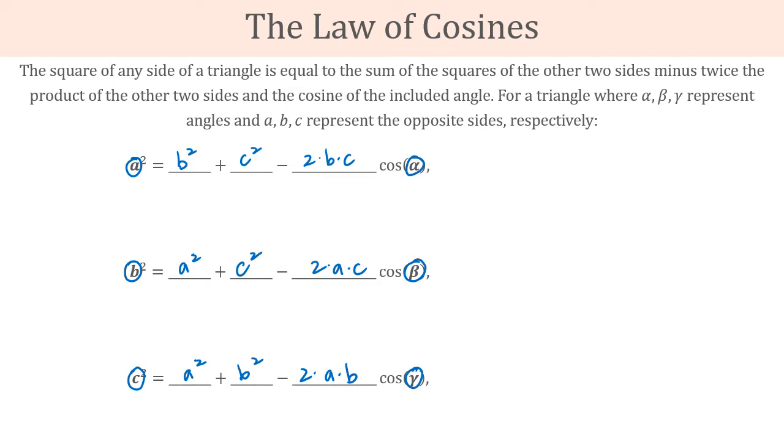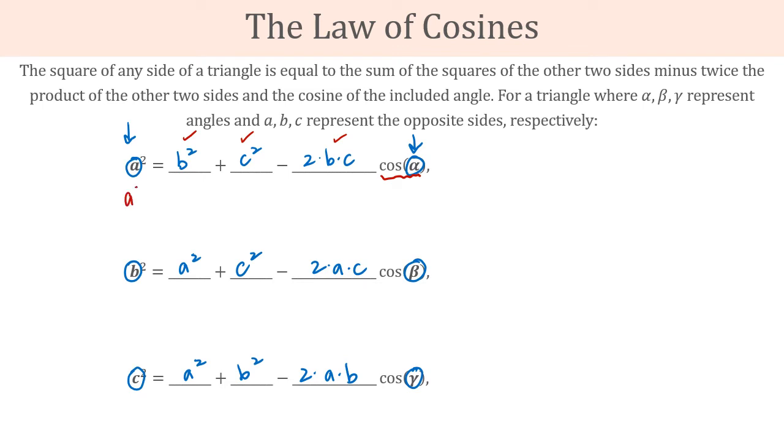But the variation would be that instead of solving for the sides, a squared, b squared, c squared, if you wanted to solve for the angles, alpha, beta, and gamma, you would simply solve each one of these equations for cosine of alpha, cosine of beta, or cosine of gamma. So here is what that might look like. If I wanted to isolate the cosine of alpha, then I would subtract b squared, I would subtract c squared, and then I would divide by negative 2bc. So that would look like this.